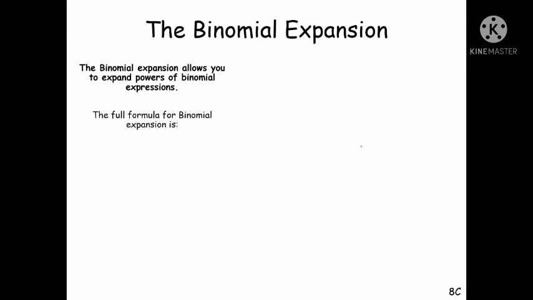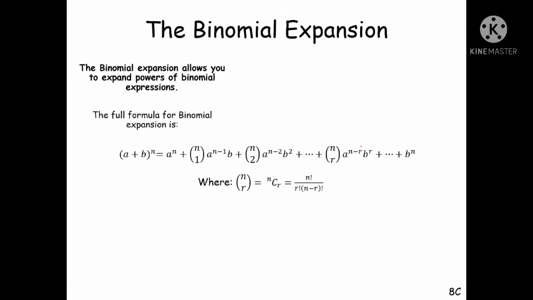So the binomial expansion allows you to expand powers of binomial expressions. The full formula for the binomial expansion, you don't have to learn it, but it is recommended to see where it comes from. So (a + b) to the n is equal to a to the n plus n choose 1 of a to the power of n minus 1 b plus n choose 2 a to the n minus 2 b squared, and so on and so on. And we end up with n choose r a to the n minus r, b to the r, plus a load of other terms plus b to the n, where n choose r is n factorial over r factorial times n minus r factorial.